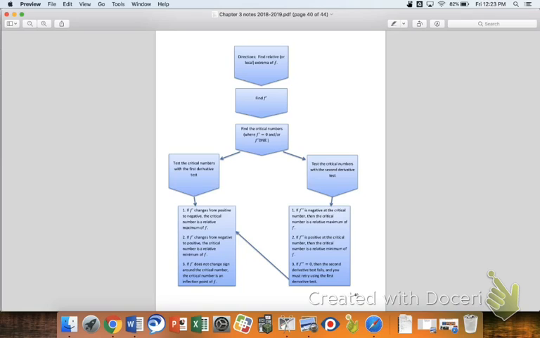This is the use calculus part. Check this out. It says directions. This is the thing you've been asked to do: find relative min or max. Your first step is to find f prime. Finding f prime might be complicated. You might have to do some derivatives to find it. It might be simple, where it's just given to you, right there. Or you might have to find a net rate.